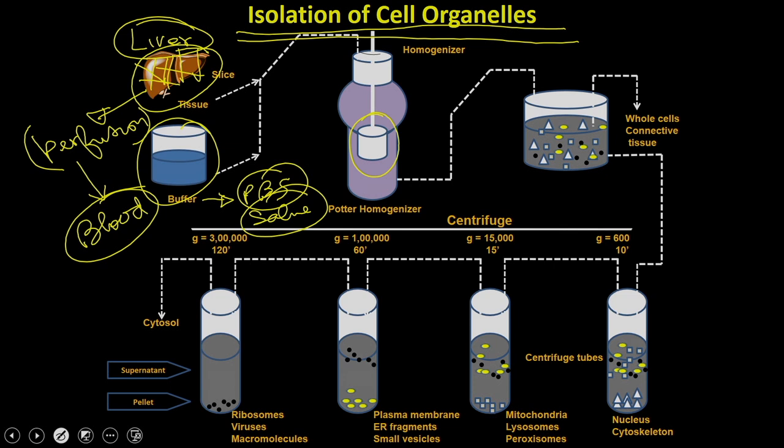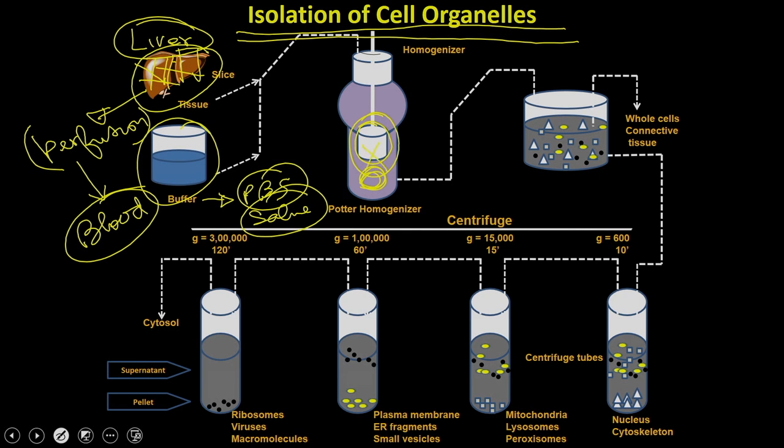When you do homogenization, a Teflon blade is going to rotate inside this chamber. Homogenization is simple; if you might not have seen homogenizers, it is just like the mixer grinders you use at home. A mixer grinder has a blade which rotates, and because it is rotating, it cuts the tissue into small particles, and that is how it breaks the cells.